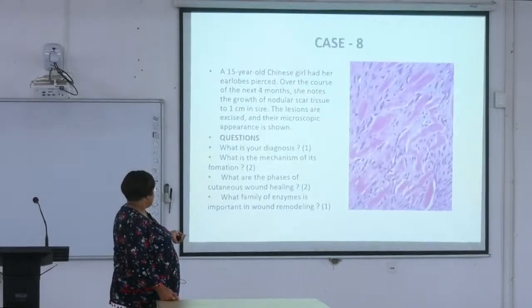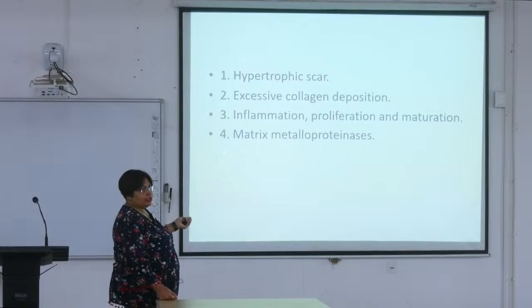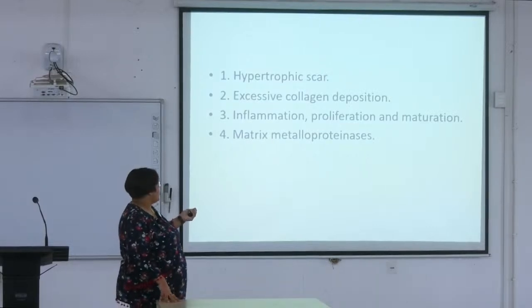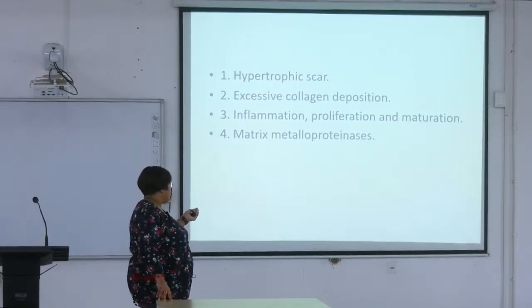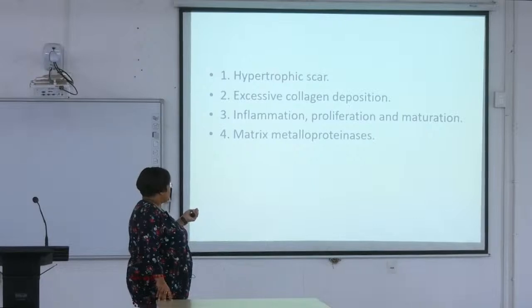And the next question is, what family of enzymes is important in case of wound remodeling? So the family of enzymes is called matrix metalloproteinases. Okay, you don't have to know how it causes the scar remodeling or all this, you don't have to write in your problem cards. You just have to name this enzyme, matrix metalloproteinases. This much is enough for the problem cards.